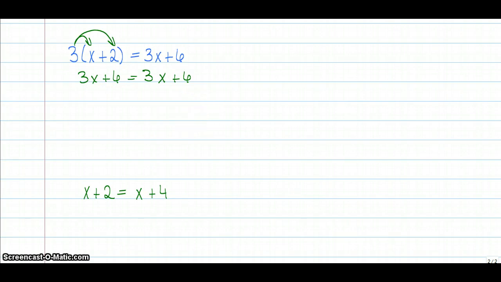I'm going to choose a side. I'm going to subtract 3x from both sides. Oh, those both cancel out or add up to 0, I guess I should say. So now I have 6 is equal to 6. So this is an identity. And the solution for an identity is all real numbers.